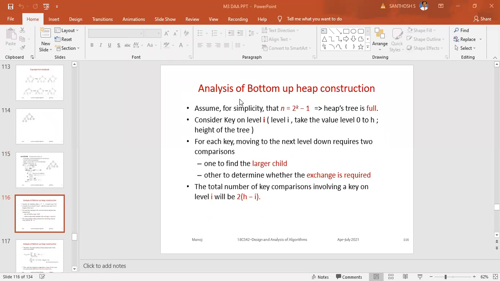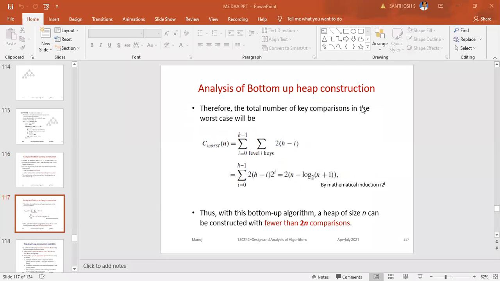Okay. So now you come for the analysis of bottom-up heap construction. Assume for simplicity that n is equal to 2 power k minus 1. So n is equal to 2^k - 1. The heap tree is full. Consider a key on level i. For each key, moving to the next level down requires two comparisons: one to find the larger child, the other to determine whether an exchange is required. So the total number of key comparisons is given as 2(h minus i).